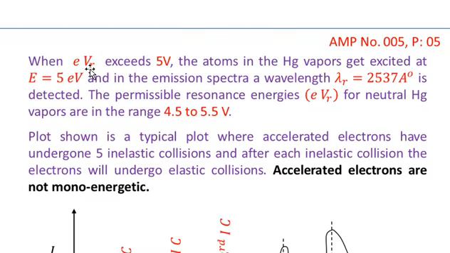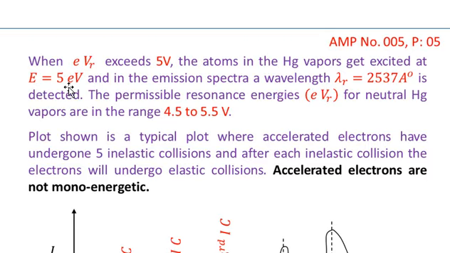This EVR is not correct, it should be EVG. So here R should be replaced by capital G. VG will be the grid voltage, and EVG will be the energy of the electron. So when this electron energy, EVG, exceeds 5 volt, the mercury atoms will be excited and will accept an energy which was reported to be E equal to 4.87 electron volt. This is the discrete amount of energy that is accepted by the mercury atoms in the chamber. Other energies will not be accepted.